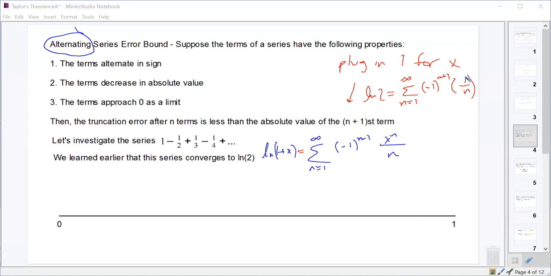if we were to look at the very first value of this series, suppose we truncated it right here at 1, right? We'd be over here. True? And we would then be able to say that the error, the amount we're off by, is less than 1/2. And the reason why is because here's 1/2.